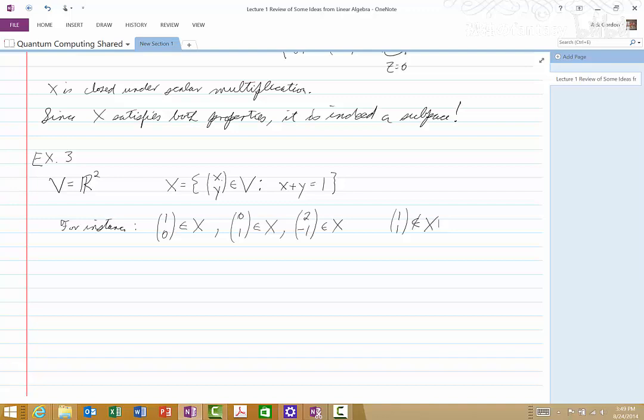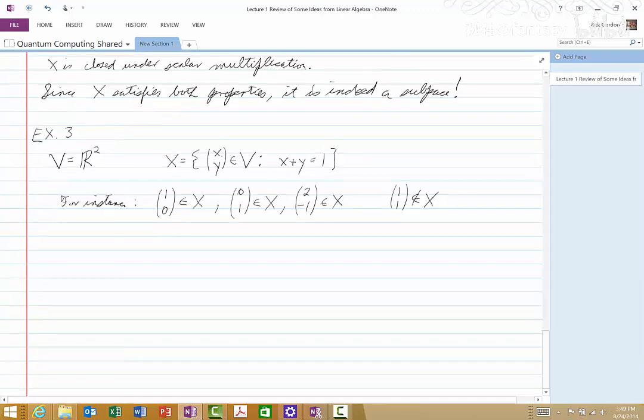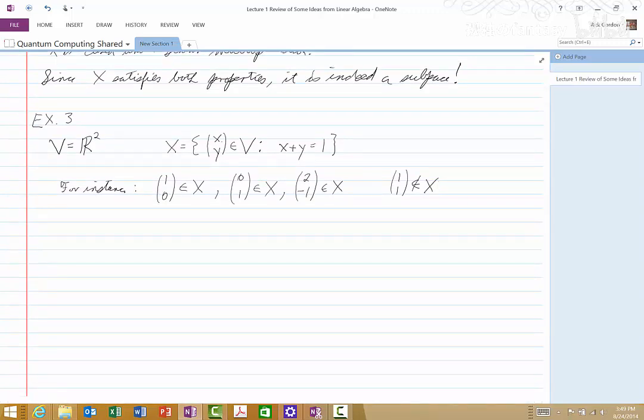So again, I hope that you have now tried this example for yourselves, and I hope you have concluded that X is not a subspace, and I'll show you how that might be done right now. And then, as in example 1, it's easy. If something is not a subspace, it's usually pretty easy to prove that, because all you have to do is find one counterexample.